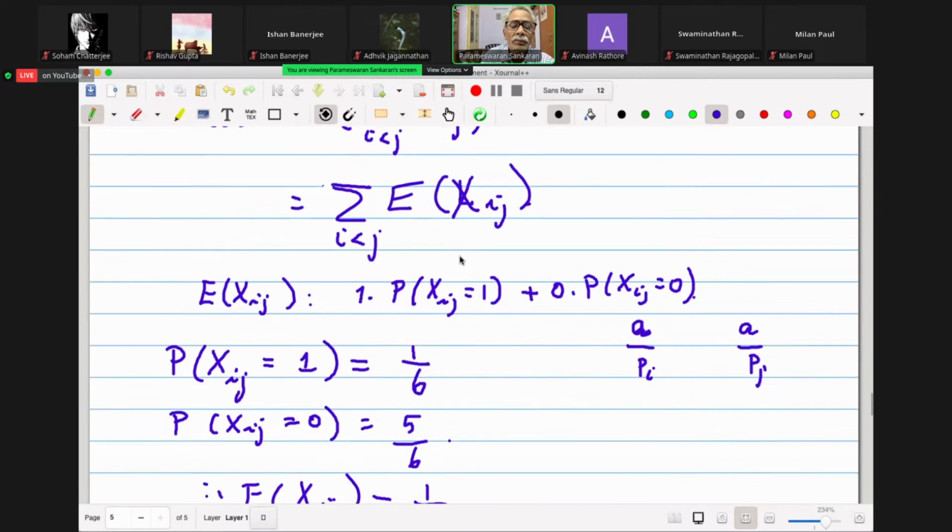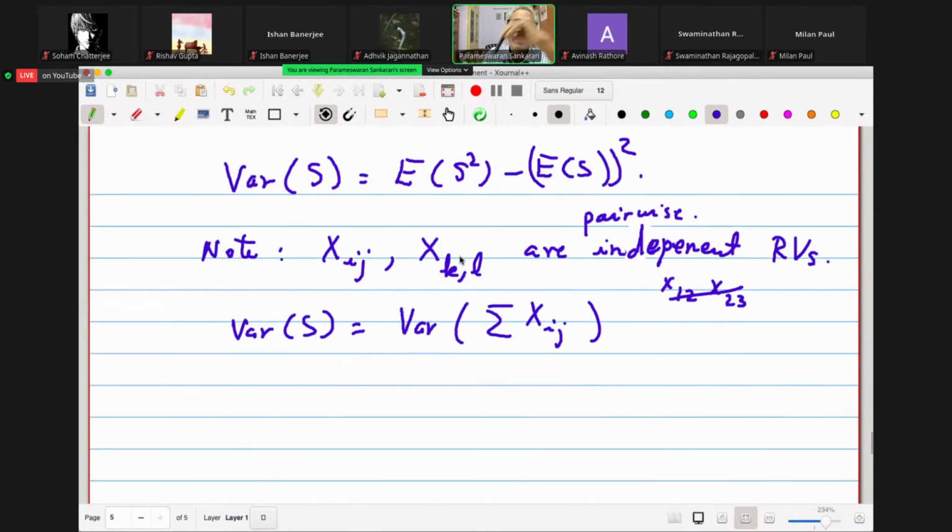Okay, so I made a mistake when I calculated it. I was working it out. I just blindly wrote that this must be the summation of the variance of xij. I'm not sure if it is the case. So it gives me a pause.